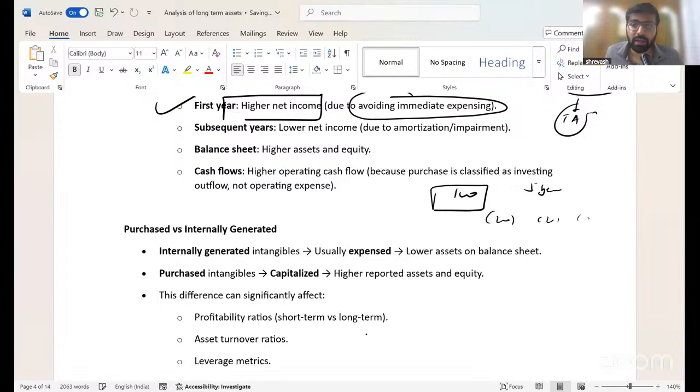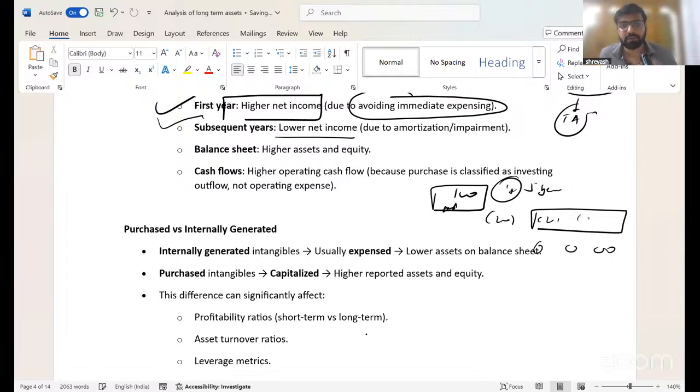But what if I did not capitalize it? So this entire 100 would have been expensed in the first year itself, thereby reducing the net income in the first year and increasing the net income in the further years. But the moment I amortize it, what happens? 20, 20, 20, my net income will be reduced proportionately every year. So the moment I capitalize it, higher net income is there in the first year as compared to completely expensing it. And obviously in subsequent years, net income will be lower because you're subtracting 20, 20, 20 every year. Whereas complete expensing would not have any expense in the rest of the years.